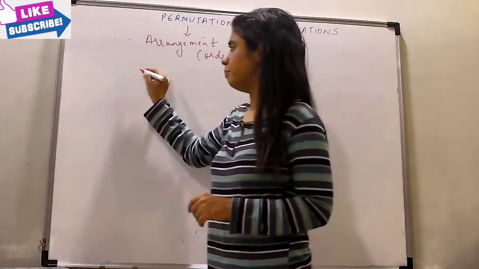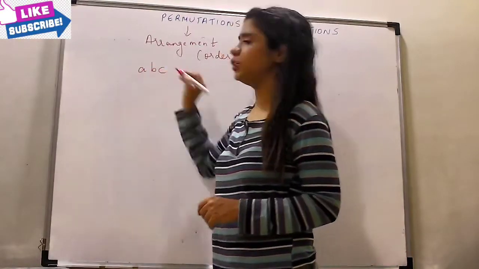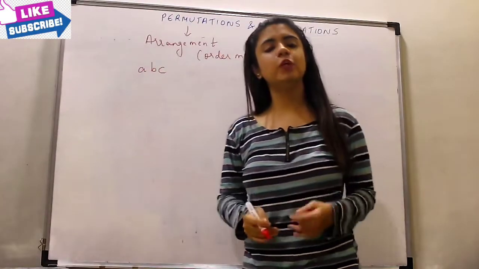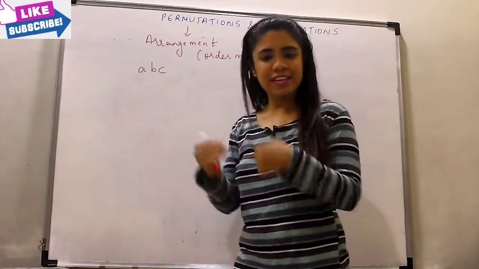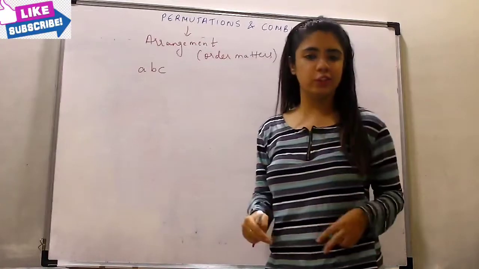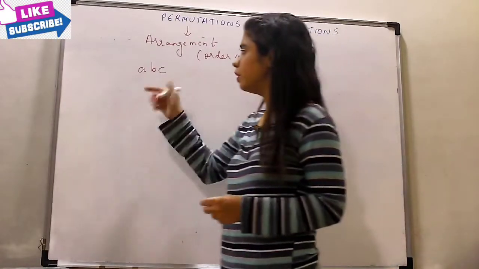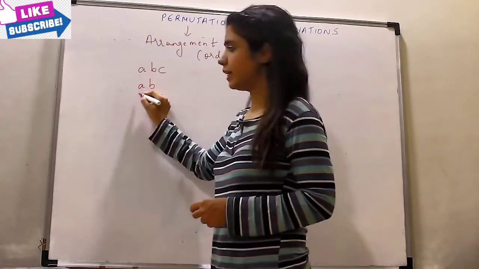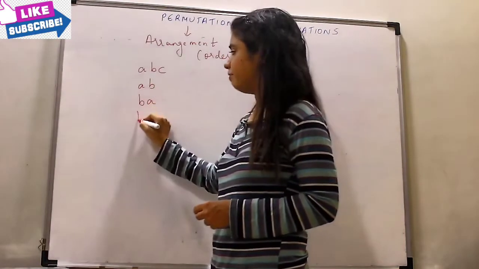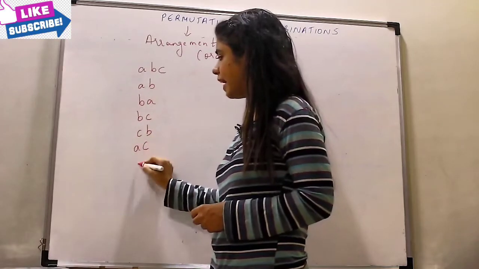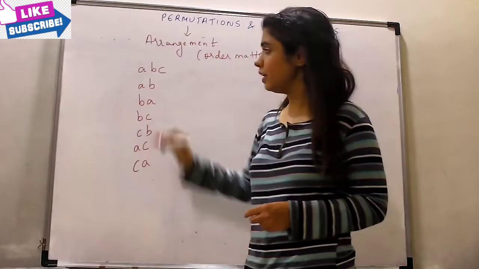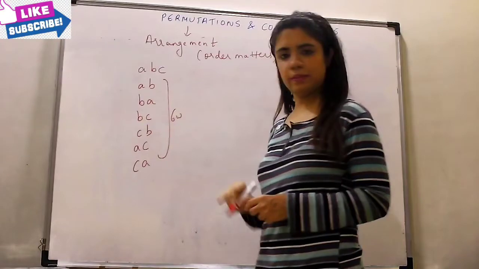So let's take an example. Suppose I had 3 subjects A, B, C, and I'm asking in how many ways can I arrange 2. So you have to select 2 and then arrange them. In how many ways can I arrange 2? I can have AB, BA, BC, CB, AC, CA. Correct? So there are 6 ways.